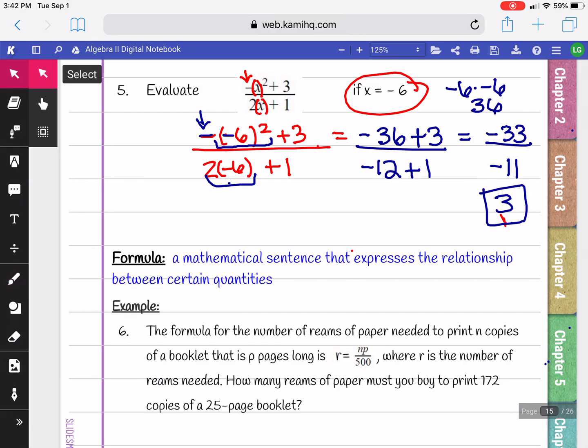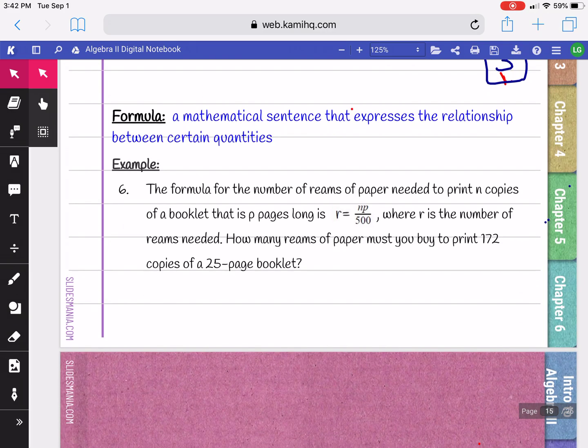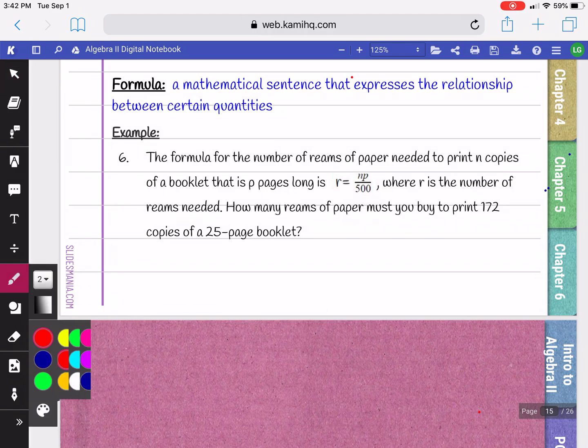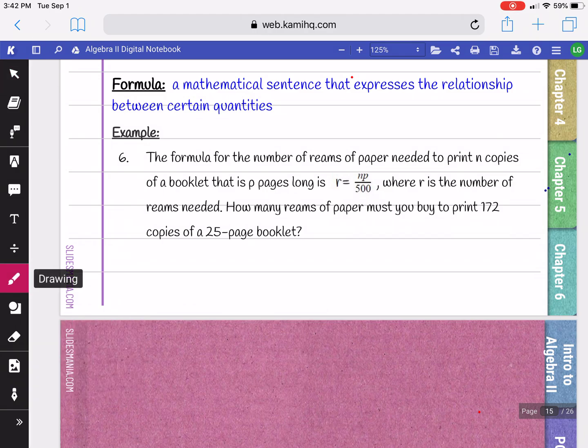We're going to go ahead and finish up with our last vocabulary and a real-world example. So here, the last thing we're going to talk about are formulas. Formulas are sentences in math that express relationships between different quantities. An example of formulas that you've seen before, like in geometry, are area equals length times width, or perimeter equals 2L plus 2W, 2 lengths plus 2 widths. So those are all examples of formulas you've seen before. And then you can use the length and width to figure out the area or perimeter for those problems.